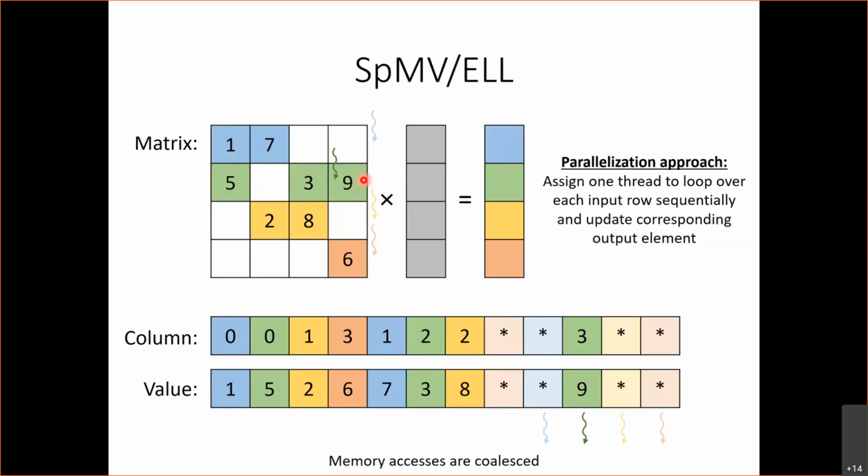So what about accessibility? What does ELL make easy to access and hard to access? Remember, with COO, given a non-zero, it was easy to find the row index and the column index. With CSR, given a row, it was easy to find the non-zeros for that row. What about ELL? With ELL, given a row, can we find the non-zeros of that row? Well, yes, we can, right? Because we can just stride over the number of rows every time to find the next non-zero for the row.